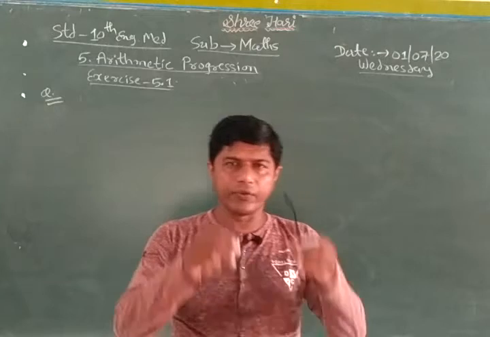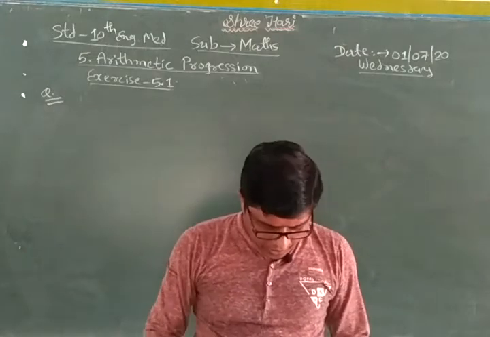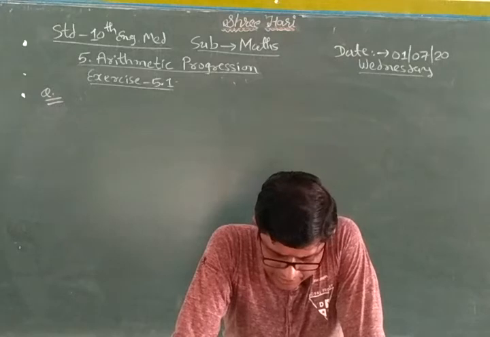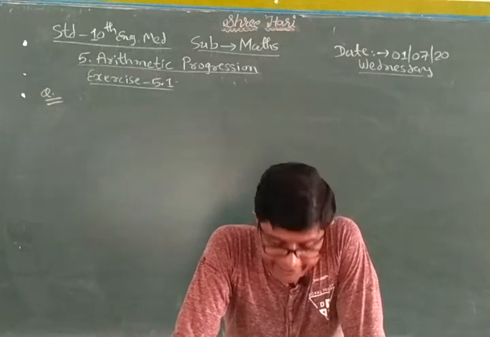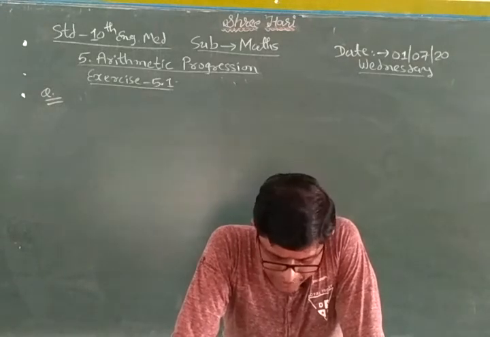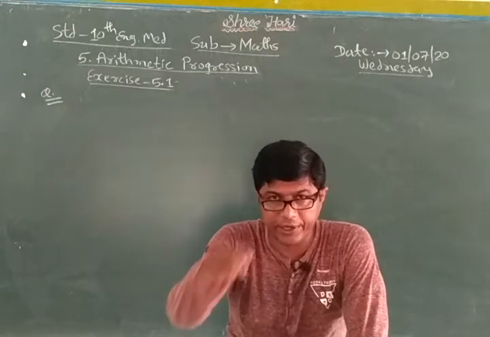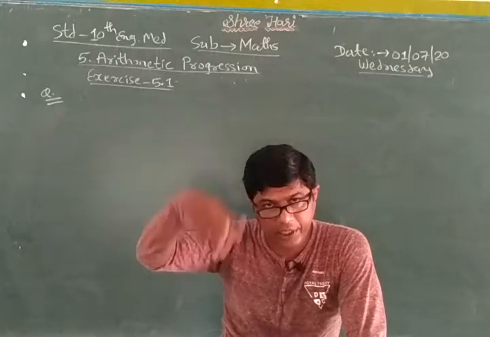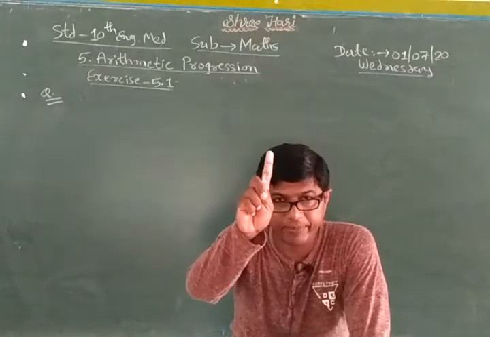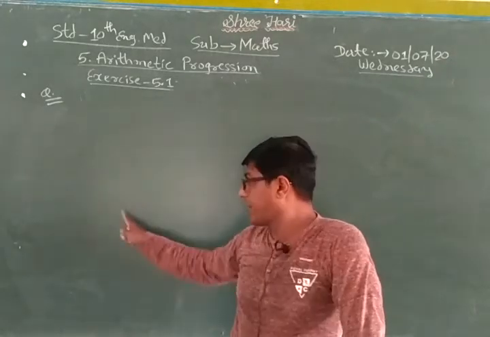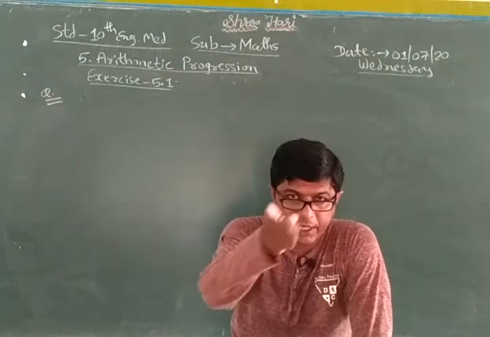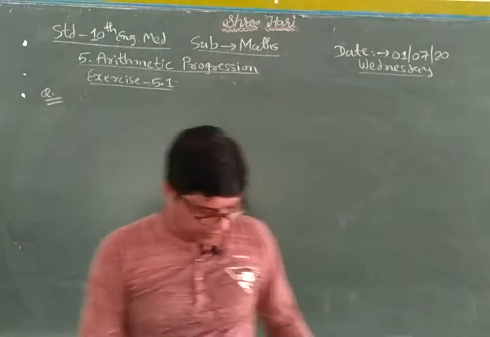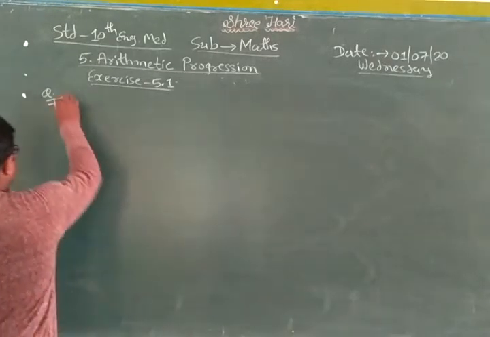Question number 4. First I read the question. Which of the following are arithmetic progression? If they form an AP, find the common difference D and write 3 more terms. First find the common difference D. If it is an arithmetic progression, yes, then you find 3 more terms. If not an arithmetic progression, then finish the sum. Okay, first, question number 4.